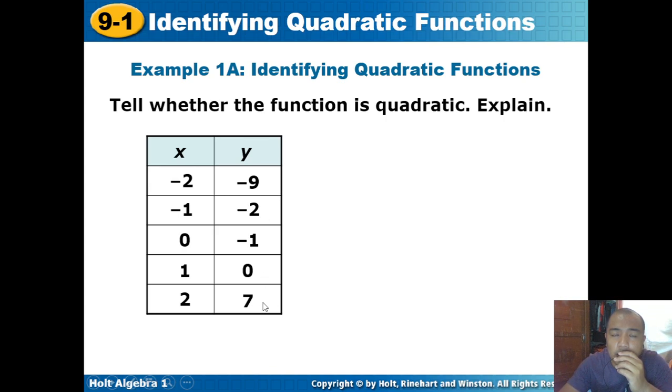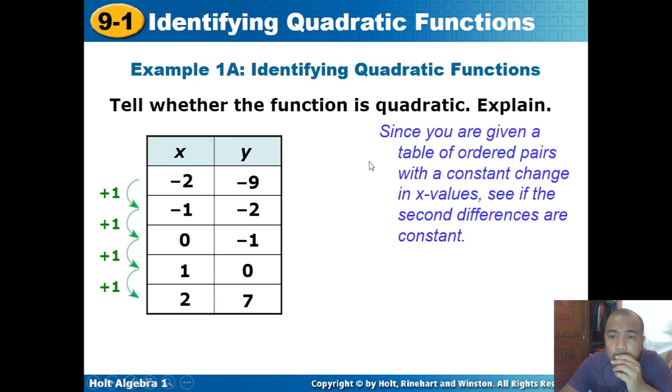0 minus 7, negative 7. Negative 1 minus 0, negative 1. Negative 2 minus negative 1, negative 1. Negative 9 minus negative 2, negative 7. So the first differences for y are not equal. How about the second differences? So for the x, equal differences.